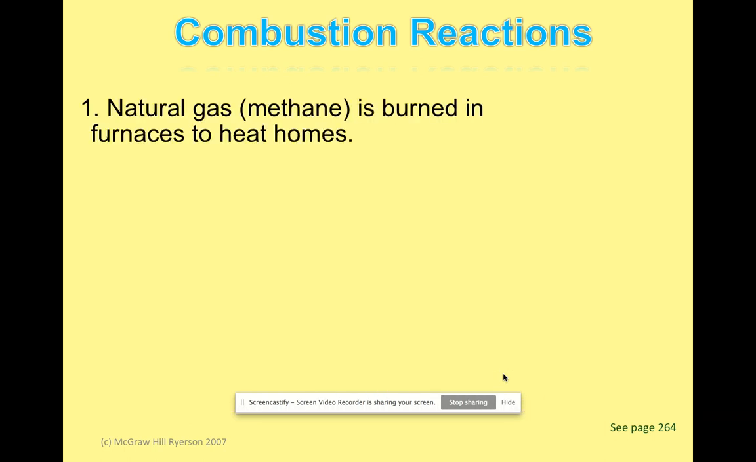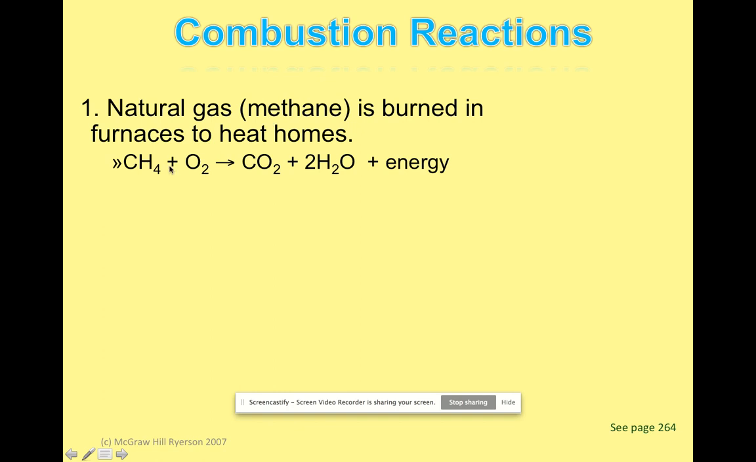So let's talk about some examples. One is natural gas, methane, which is burned in a furnace to heat homes. This is a common, real life combustion reaction. This happens all the time. If you live in an older home, I grew up in a home where we used methane gas to be burned in furnaces, and it heated our home.